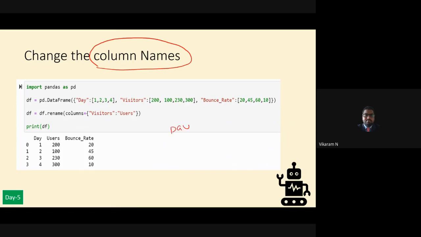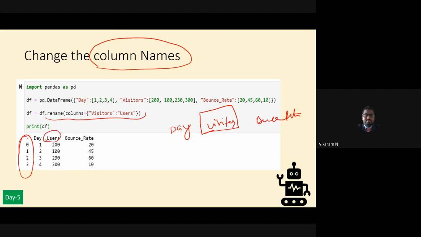Actually, the order of the column names: day is there, visitors, bounce rate is there. See, here I didn't use set index, that's why it's showing the default index here. And in place of visitors, it is showing users because I have used the rename method.